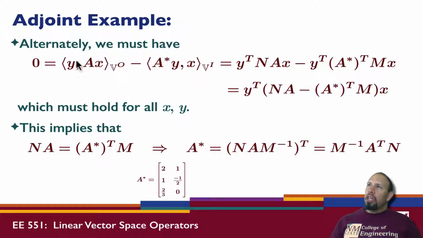Okay, so alternately we can do it this way. Instead of saying that the 2 inner products are equal to each other, we can say that their difference is 0. 0 is equal to the difference of the 2. So here's the first inner product. This is the second inner product.